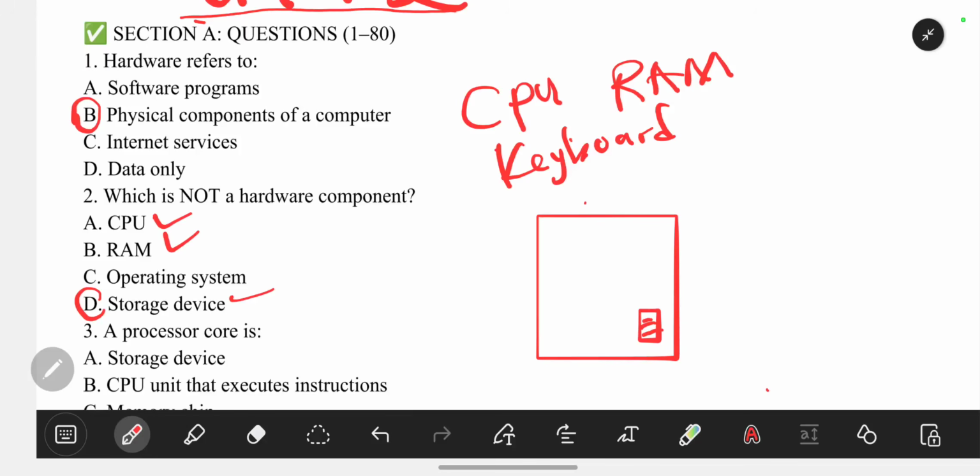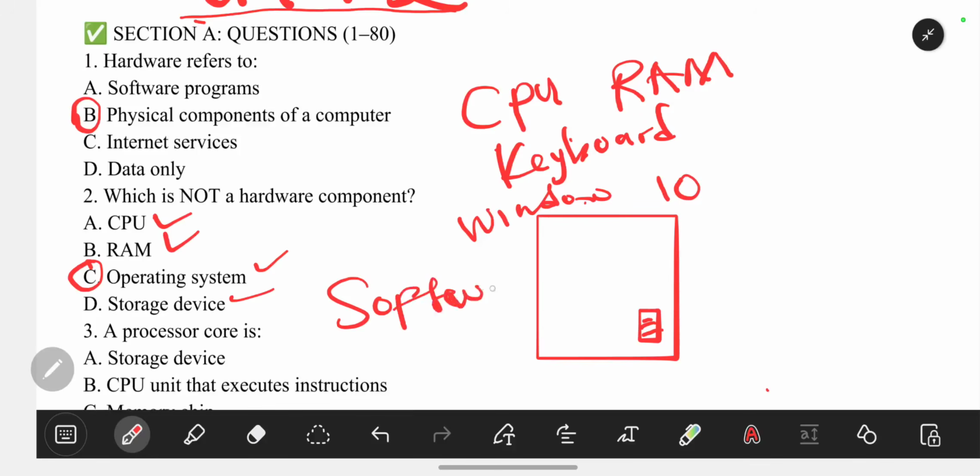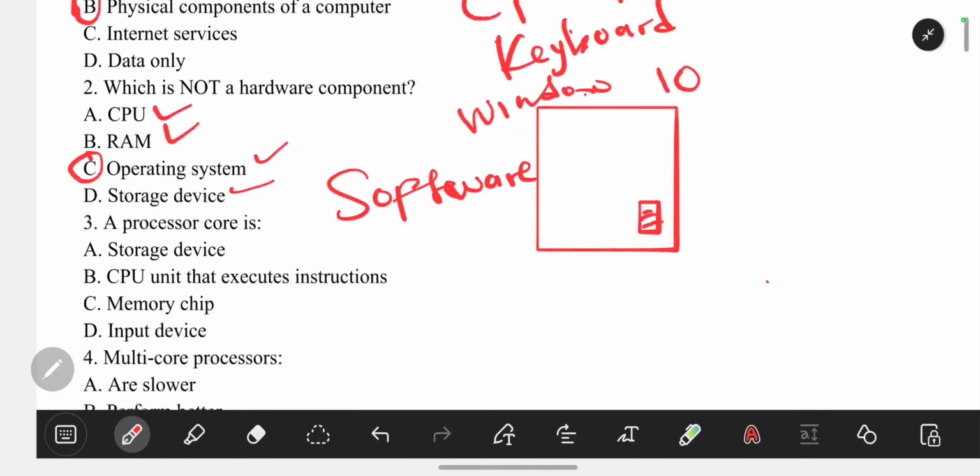Those are hardware. They are physical things, except the operating system. Operating system, we might be looking at things such as Windows 10, Windows 11. These are not physical. They are software. So therefore, they are not hardware. So they are software. So the answer for this one is C.